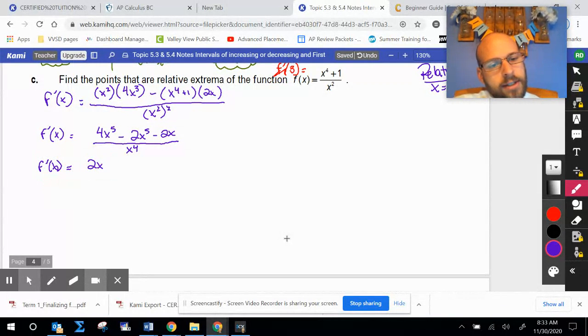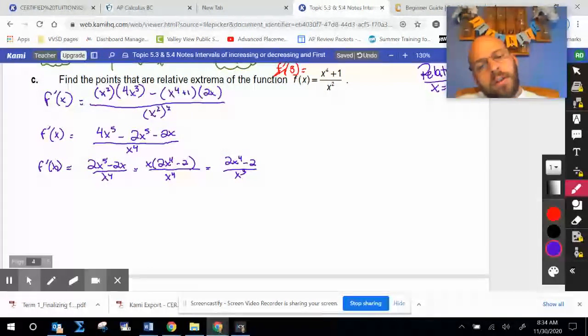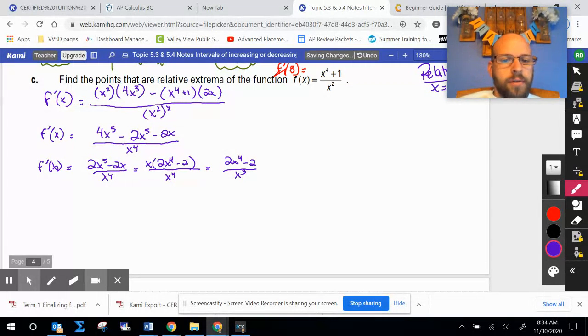Gives me a 2x to the 5th minus 2x all over x to the 4th. I am going to reduce that a little bit. You can factor out an x from the top. 2x to the 4th minus 2 all over x to the 4th, and then I can cancel one of those out. So I have a 2x to the 4th minus 2 all over x to the 3rd. So that's my derivative, right?